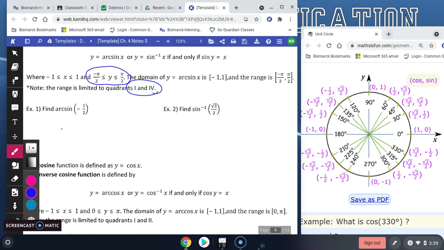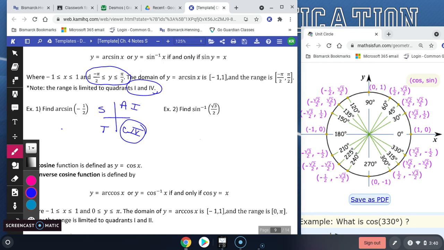So example 1 here, find the arc sine of -1/2. If we think about quadrants 1 and 4, a couple of things we can do is think about where the sine is negative. All Students Take Calculus, or all snow tastes cold. So quadrant 1, quadrant 4, the sine is negative in quadrant 4. So we'll be looking in quadrant 4.